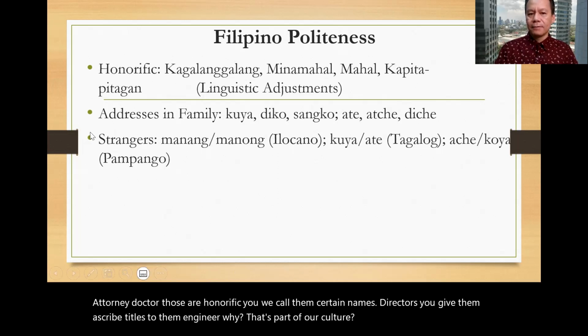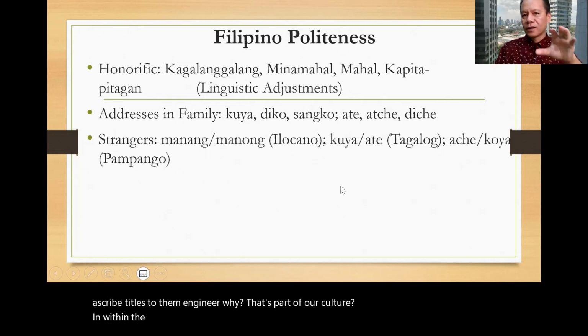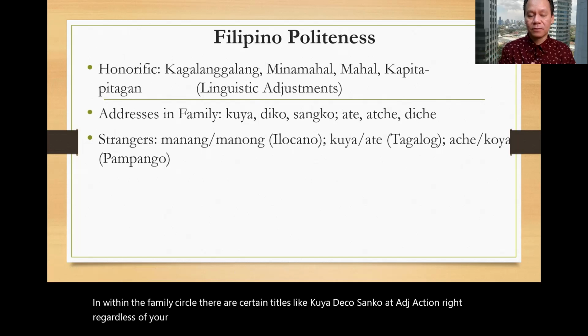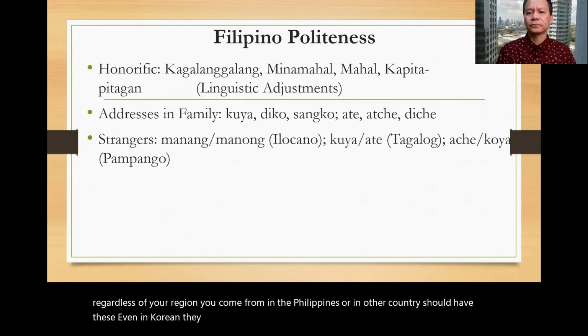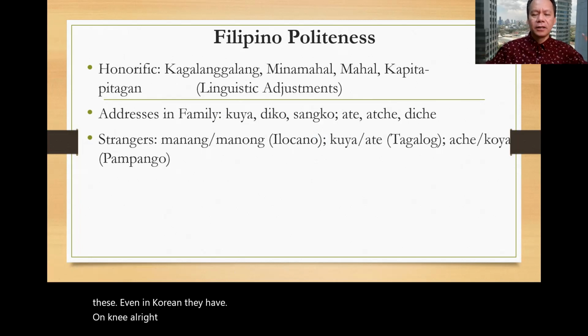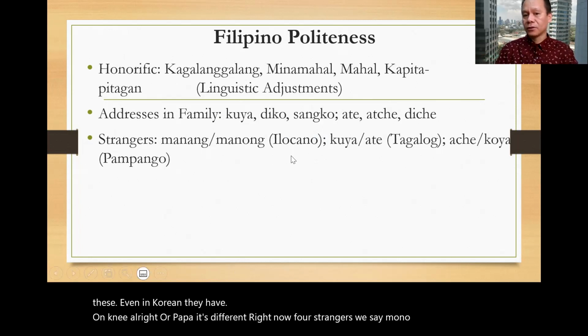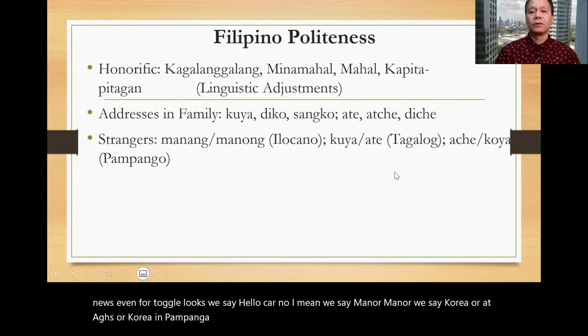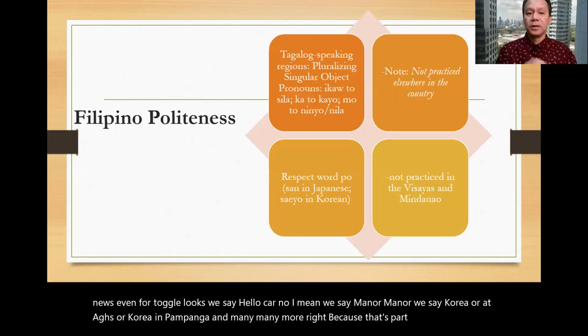Okay. Within the family circle, there are certain titles like kuya, diko, sanko, ate, diche, ache, right? Regardless of the region you come from in the Philippines or in other countries, you have these. Even in Korean, they have onni, all right, or oppa. It's different, right? Now, for strangers, we say manong or manang. For Ilocanos, even for Tagalogs, we say manong or manang. We say kuya or ate, ache or kuya in Pampanga, and many, many more, right? Because that's part of our being polite.